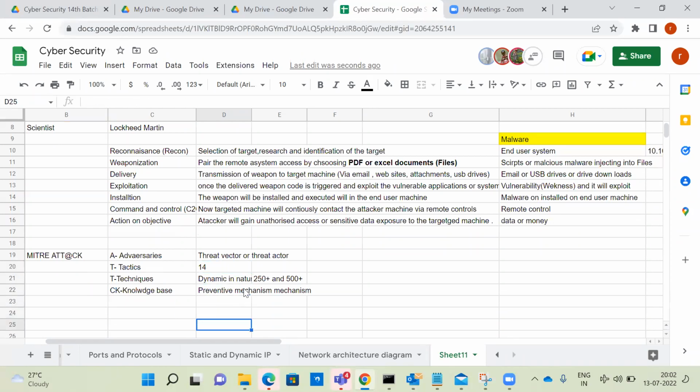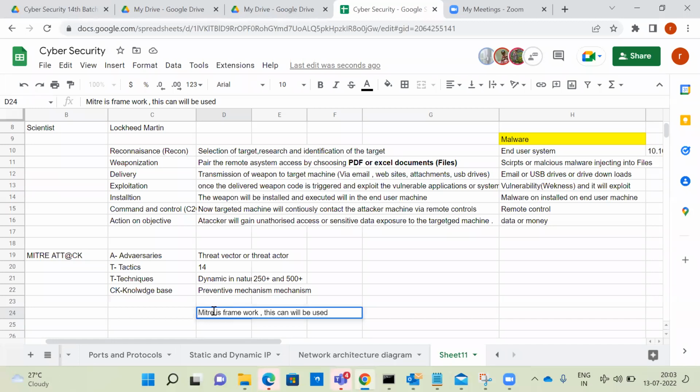Knowledge means preventive mechanism solutions. Question: Sir, are the 14 tactics for defense or offense? No, not defense, offensive. Tactic is nothing but offensive only. Okay, sir. Clear? It's a good question.